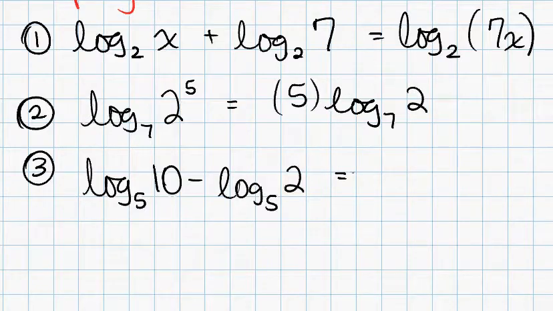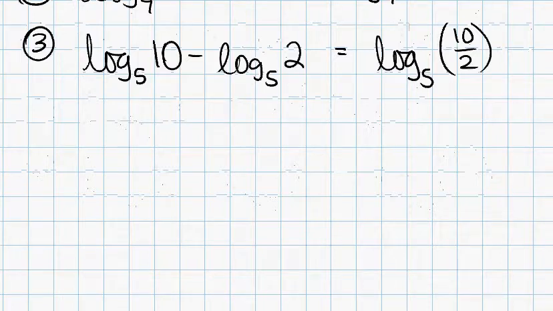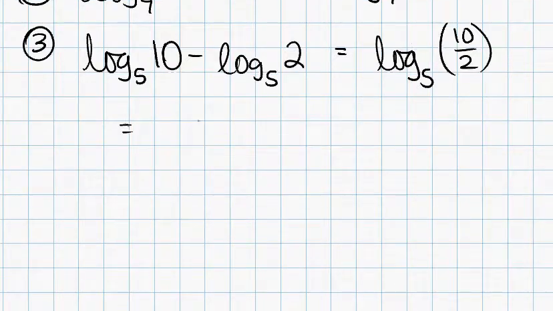Finally, we have log base 5 of 10 minus log base 5 of 2. So again, you look at your three properties. You find the one that matches. Subtraction becomes division, so this is the quotient property. So this is log base 5 of 10 divided by 2. Notice the 10 and the 2 are both inside of the parentheses. And if you divide 10 by 2, you get 5. So this is log base 5 of 5.